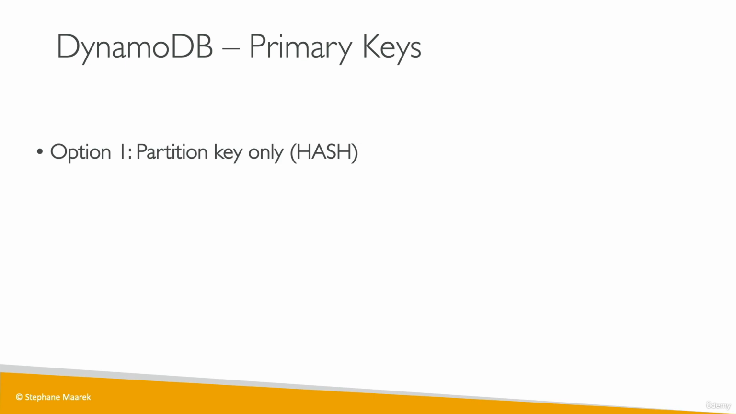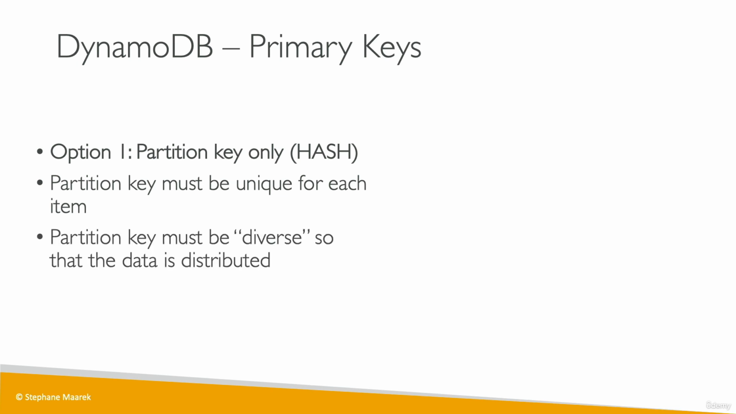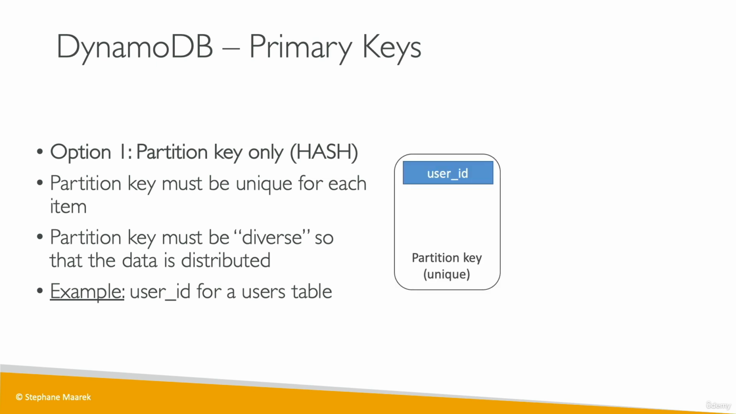So option 1, you get just a partition key, and it's called a hash. And in this case, the partition key must be unique for each item. The whole idea behind the primary key is the uniqueness. And so the partition key must be diverse enough so that the data is going to be distributed. For example, if you have a users table, user ID is going to be a great partition key.